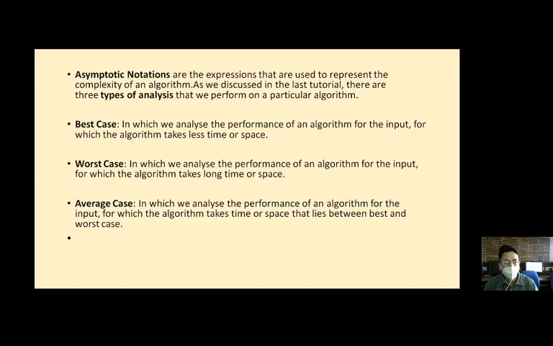In all these three cases, we use different symbols or notations to measure the complexity or performance of the algorithm. The best case is the case in which the algorithm performs the best and takes the least amount of time and space. The worst case is where the algorithm performs poorly and takes the maximum amount of time and space. And the average case is where the performance lies between the best case and the worst case.